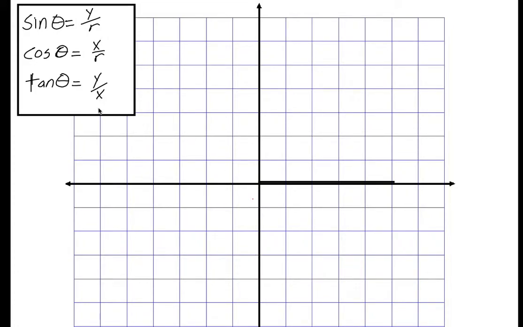Under our new definition of sine, cosine, and tangent, sine is the y-coordinate of a point divided by its distance away from the origin. Cosine is the x-coordinate of a point divided by its distance away from the origin. And tangent is the y-coordinate divided by the x-coordinate of the point.